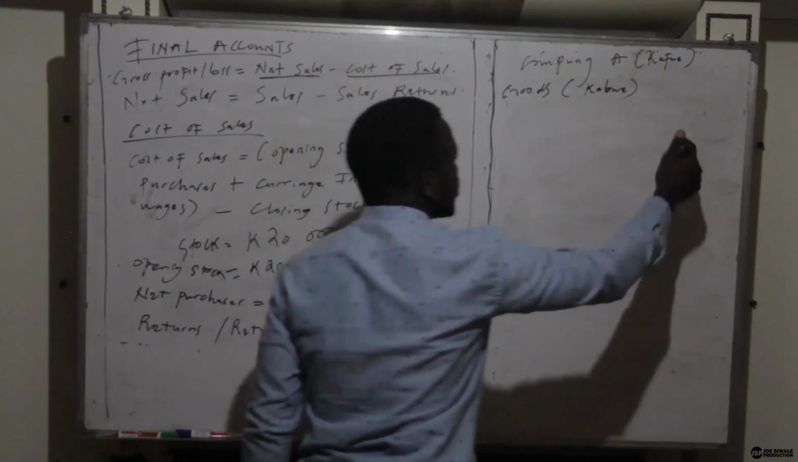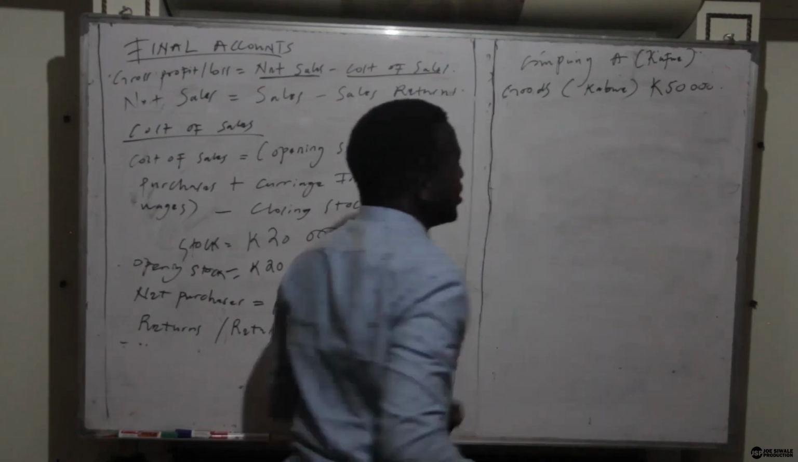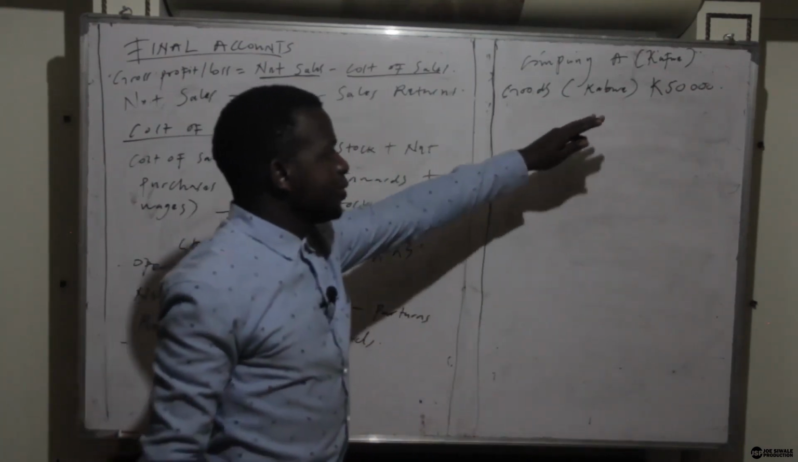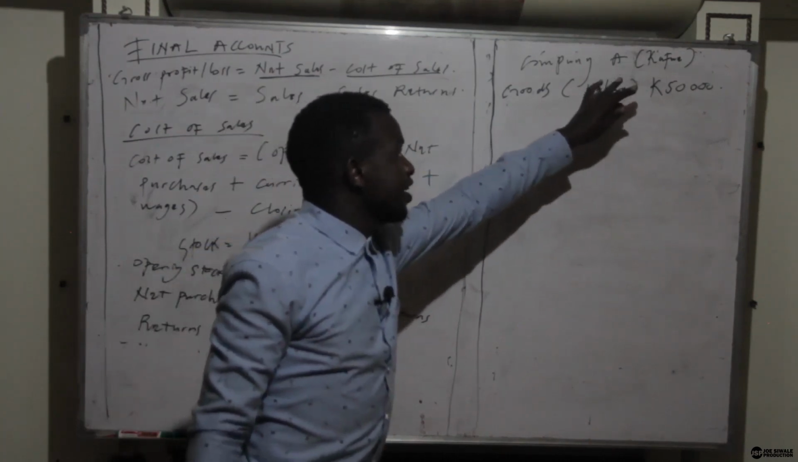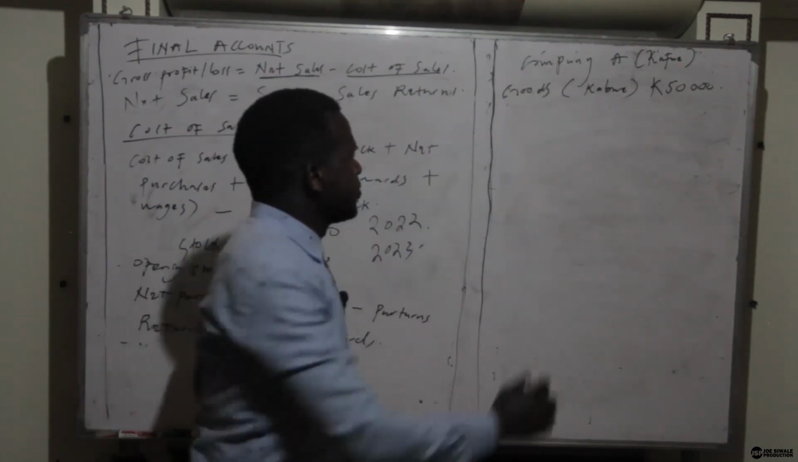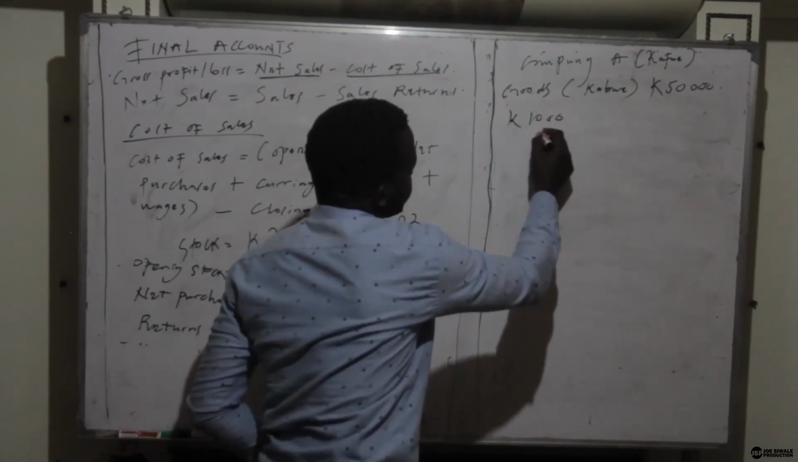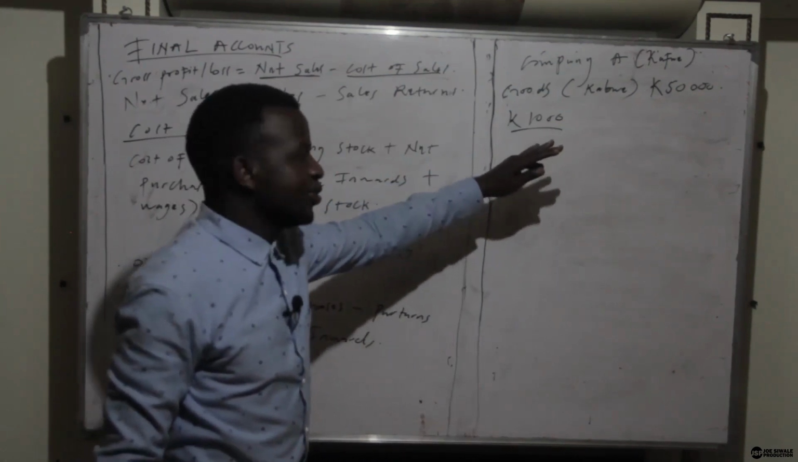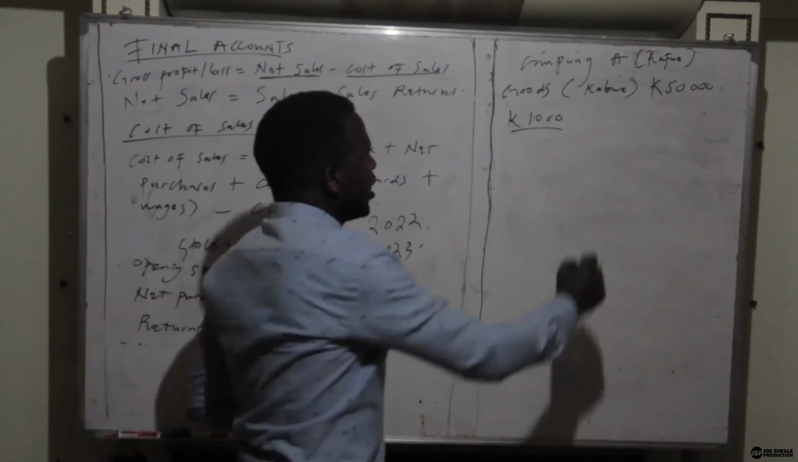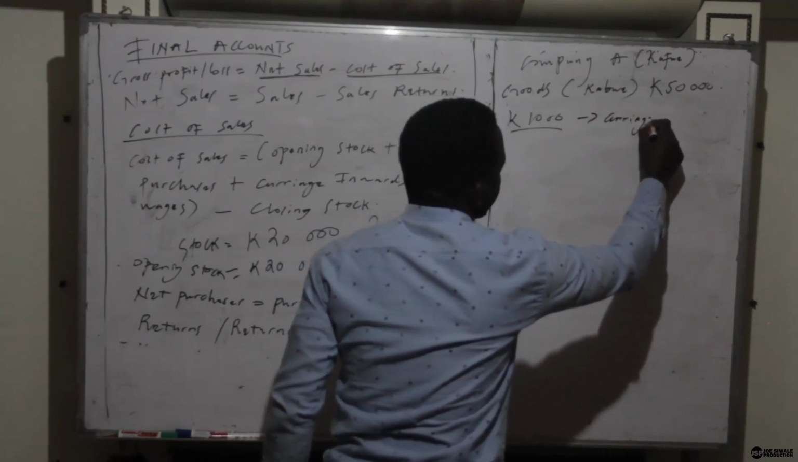And for example, these goods are worth 50,000. And in transporting these goods worth 50,000 from Kawe to Kafue, company A spends, for example, 1,000. That means that 1,000 is the amount of money used on transportation, and this is going to be referred to as carriage inwards.